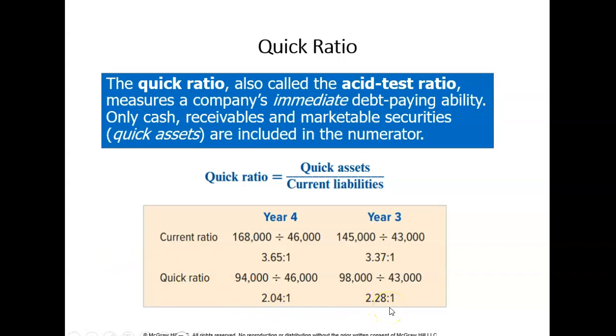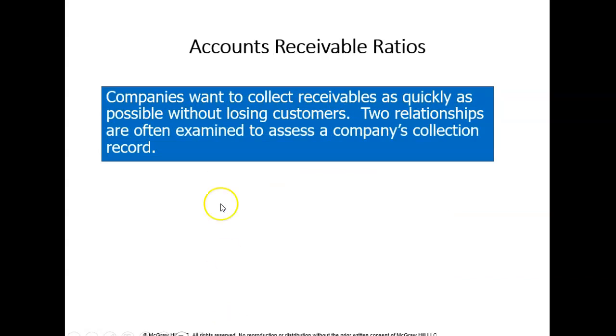So we see that we're still pretty liquid, but when it comes to the quick ratio, which is a truer depiction of your ability to take care of your current obligations, we're not as strong as we thought by just looking at the current ratio. Okay? So companies want to collect receivables as quickly as possible without losing customers.